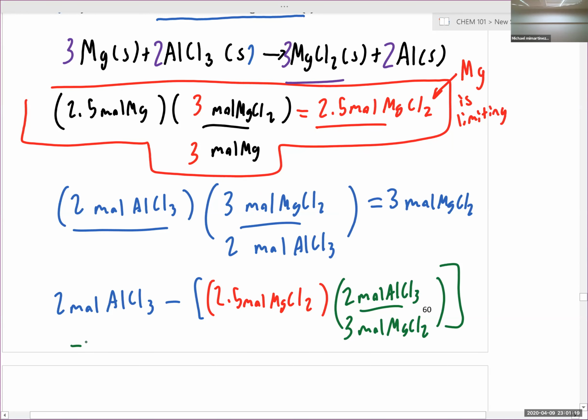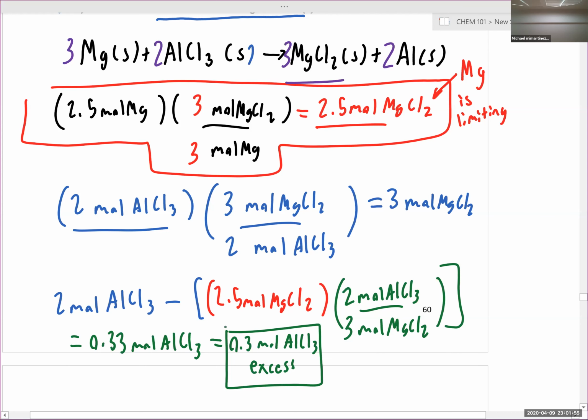So if we punch that into our calculator really quickly, let me break out my calculator. We have 2 minus 2.5 times 2 over 3. And that in turn gives us 0.33 moles of aluminum chloride, which we round to 0.3 moles of aluminum chloride excess. Is everyone comfortable calculating the mass of excess reactant remaining in a chemical reaction? Does this make sense so far?